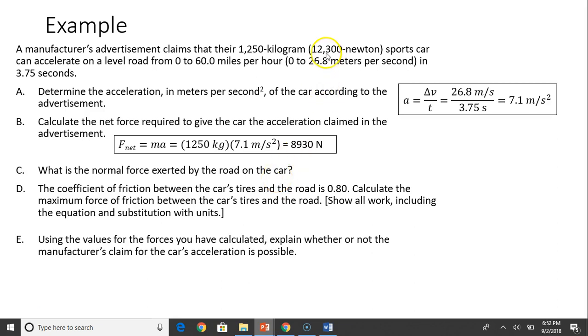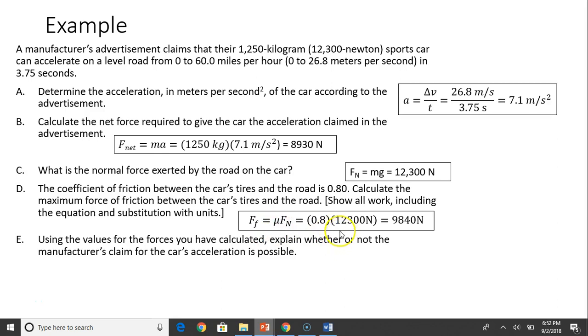What is the normal force exerted by the road on the car? Normal force and gravity should be the same. So normal force is 12,300 newtons. Question D. The coefficient of friction between the car's tires and the road is 0.8. Calculate the maximum force of friction between the car's tires and the road. Well, force of friction equals mu times normal force. Mu is given to you, 0.8, normal force is 12,300 newtons. So the answer is 9,840 newtons.